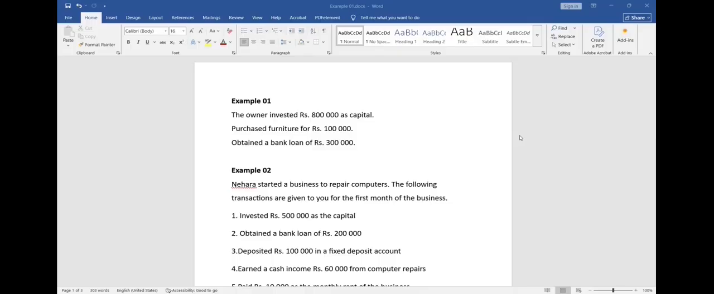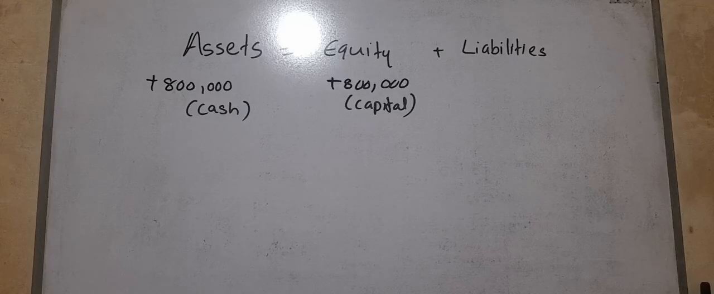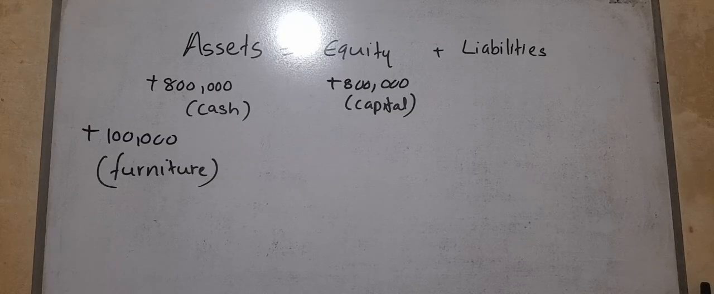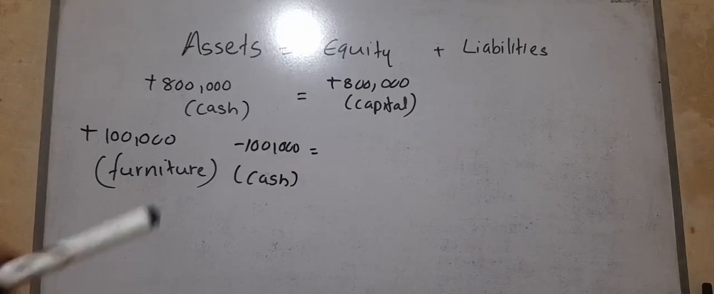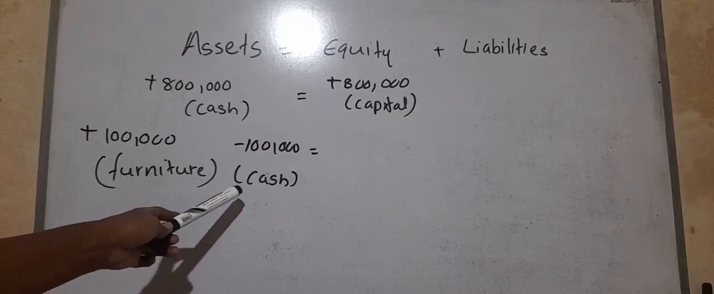Next transaction, purchase furniture for 100,000. Now here, when we buy things, we should spend our cash and we should sacrifice our asset. The asset should be increased by 100,000 because we receive new furniture. Furniture is an asset. We spent money to buy this furniture. Therefore, our cash should be decreased by 100,000. Now we write it here as minus 100,000.